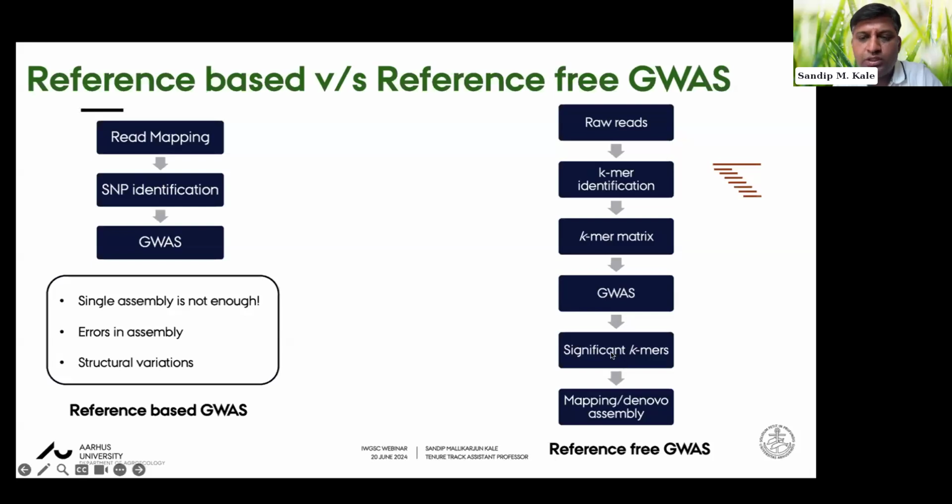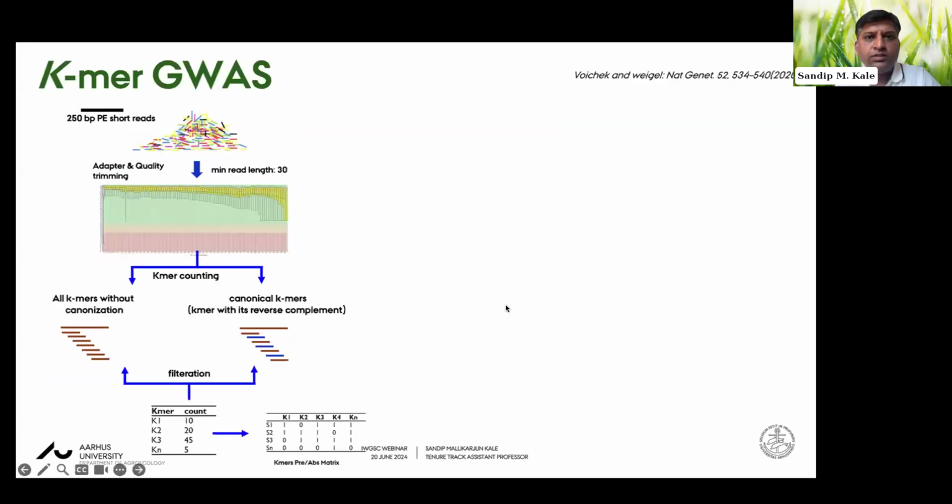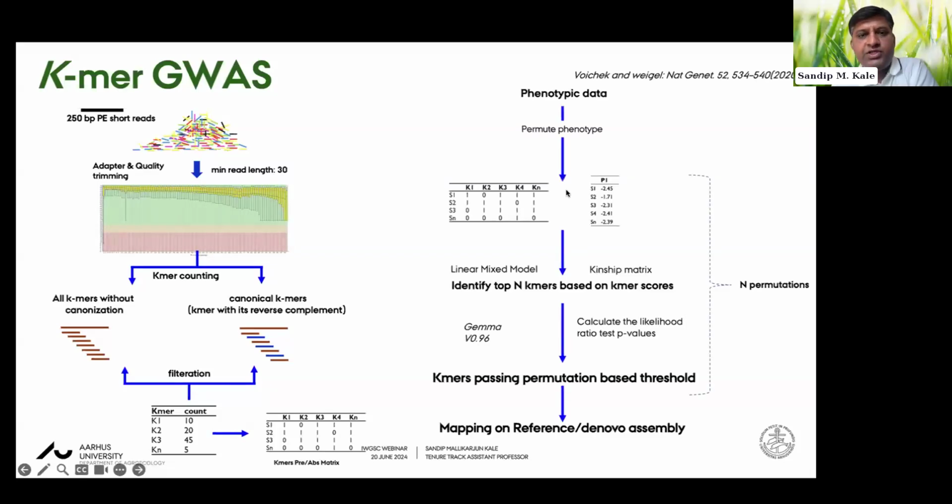And once we do the GWAS, significant k-mers can be identified. Those can be mapped to the multiple assemblies, or can be assembled de novo to identify the candidate gene. So we use this k-mer-based GWAS approach, which was developed by Professor Weigel's group, which uses high quality raw reads for identifying the k-mers. And then based on these k-mer counts, a presence-absence matrix is developed, which can then be combined with phenotypic data.